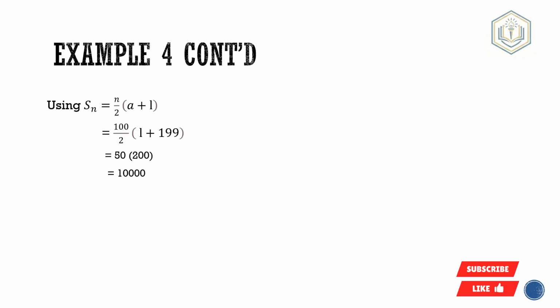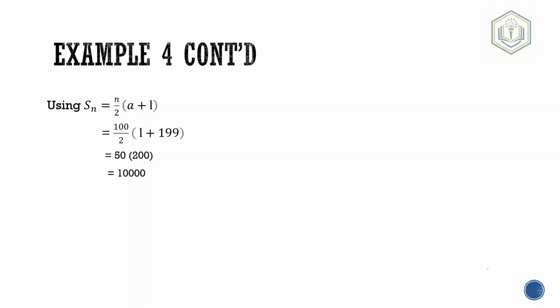Already we have the last term, and the last term is 199. And so we use the formula. The value for the last term is given, so we're going to use the formula for the sum of the sequence when the last term is known. You have your S subscript n equals n over 2, open a bracket, a plus l, close the bracket. So your n you already know is 100.